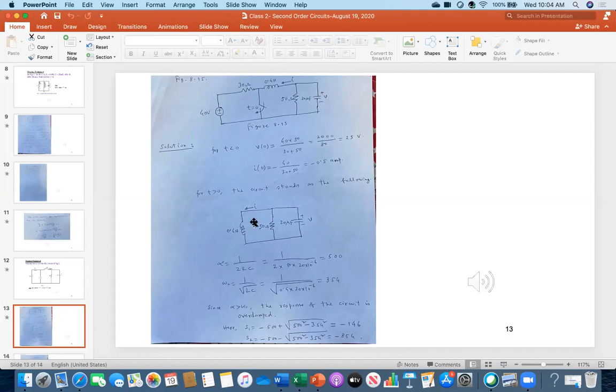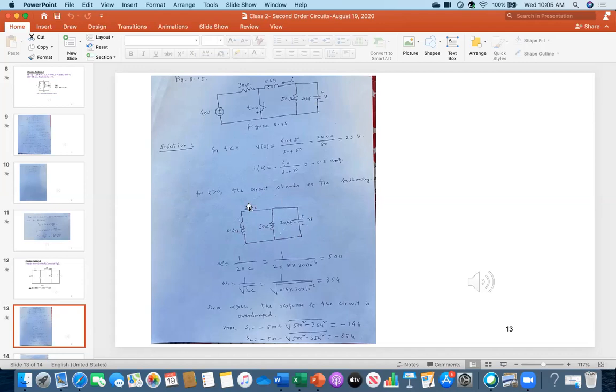So look at my new figure. Because this portion gets shorted out, everybody concentrate, I have only this inductor component. I rearranged the terms and restructured it: I have put the inductor on the left side, this 50, and this 20 microfarad. Now this looks like a parallel source-free RLC circuit. Everybody, could you follow me so far? Yes.